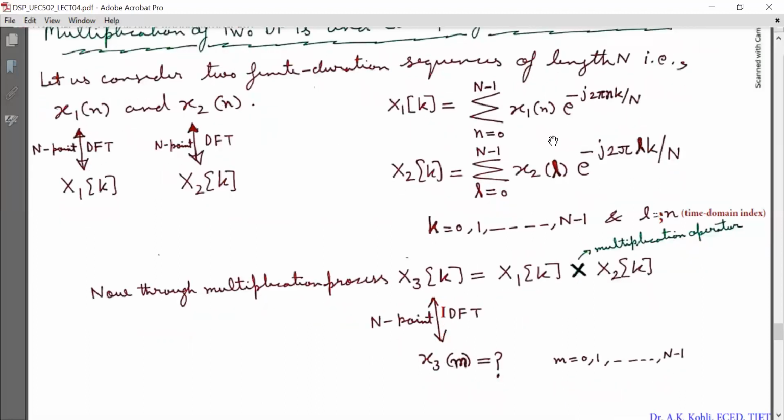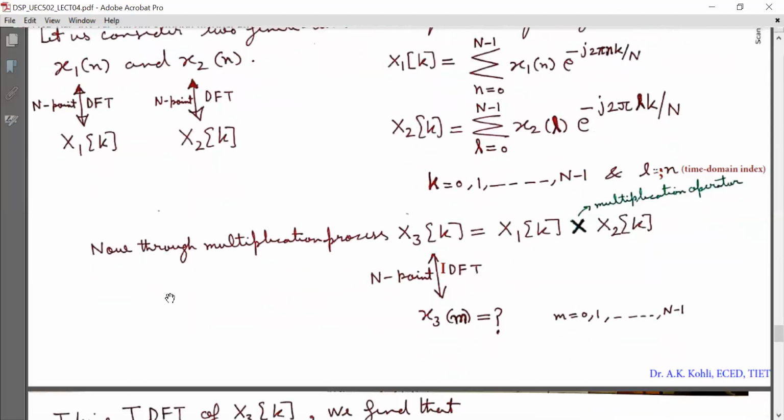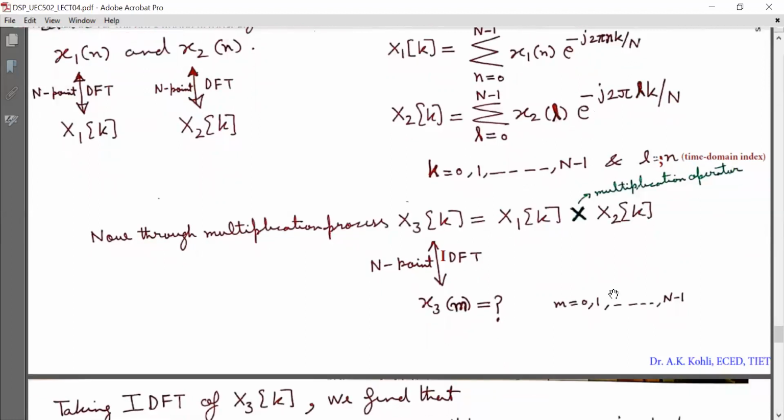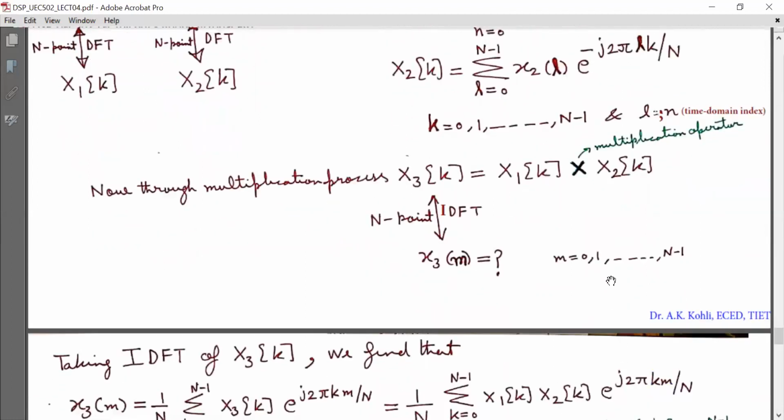I'm using here n and here L. Now through the multiplication process, X3[k] is equal to X1[k] times X2[k]. That is, the DFT of one sequence is multiplied by the DFT of the second sequence. Now if I take its IDFT, that is the N-point IDFT, I will get a sequence x3[m], where m is changing from 0 to N minus 1. This is also a time domain index, a variable m to indicate the discrete time domain sample.